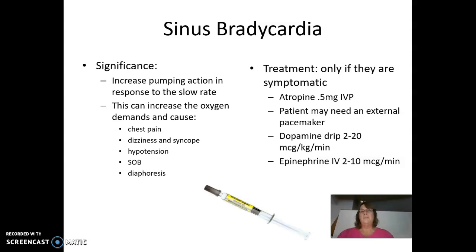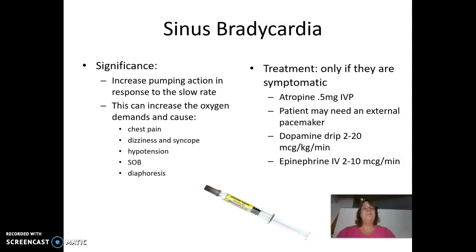But generally, treatment of choice for a symptomatic bradycardia would be atropine, 0.5 milligrams IV push, and you can push it rapidly. It can be repeated every 3 to 5 minutes to a max dose of 3 milligrams. So basically 6 doses. Well, if 1 and 2 isn't taking care of it, we need to think about giving them something else. But atropine is generally treatment of choice.